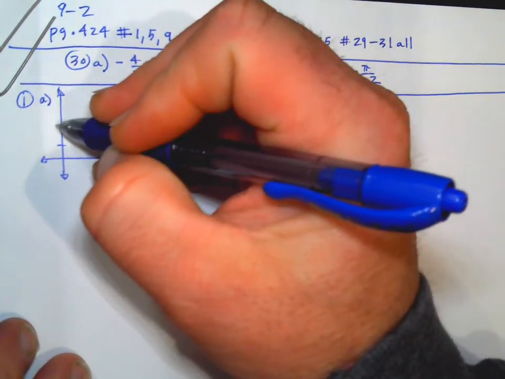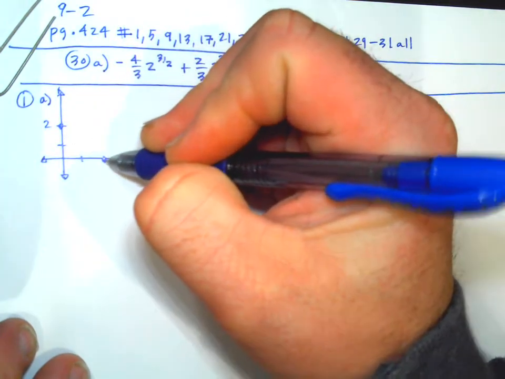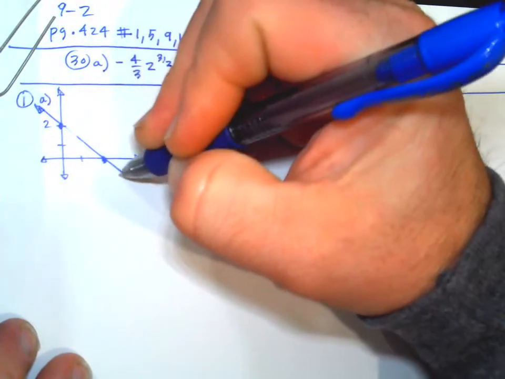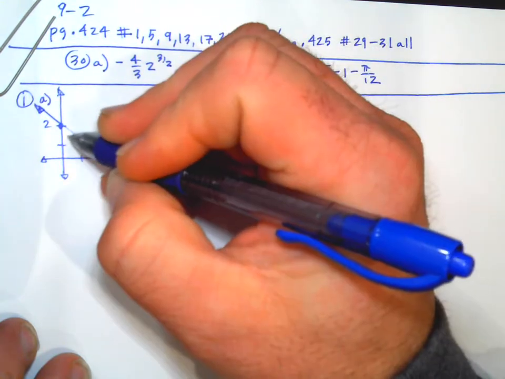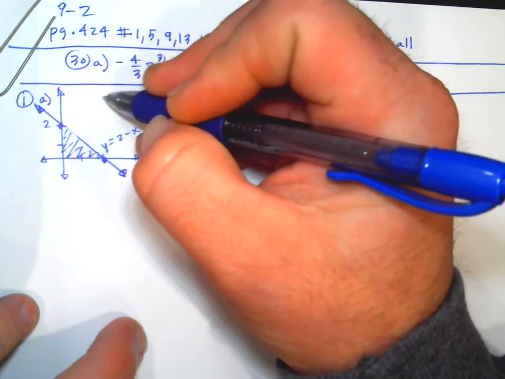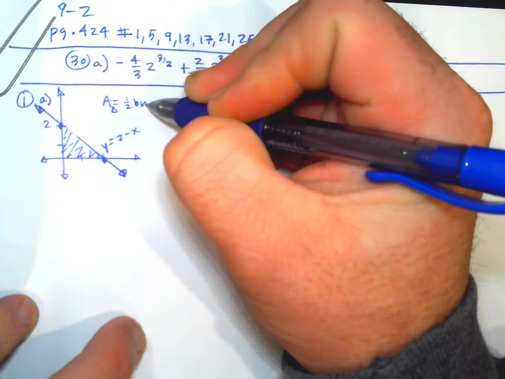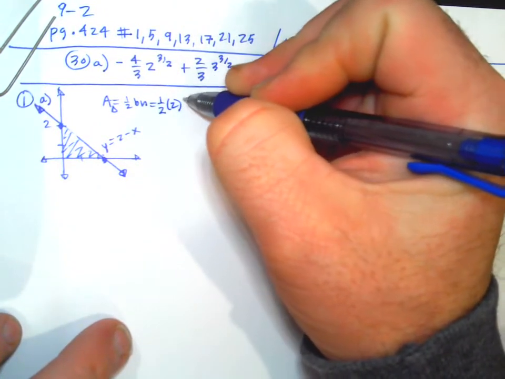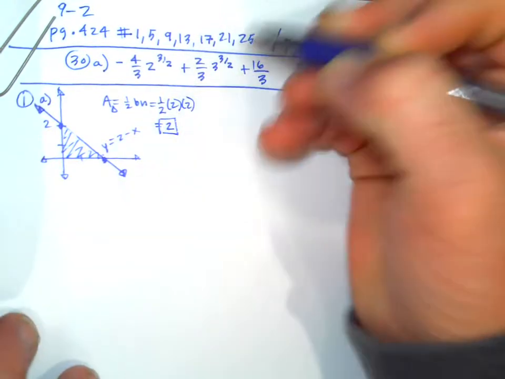So we have this graph. This function, it's a line. The line is y equals 2 minus x. So we're going to try and find that area. It's the area of a triangle, which is 1/2 base times height. So that would be 1/2 times 2 times 2, and so your answer would be 2. That's using geometry.